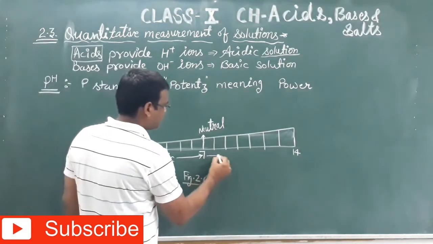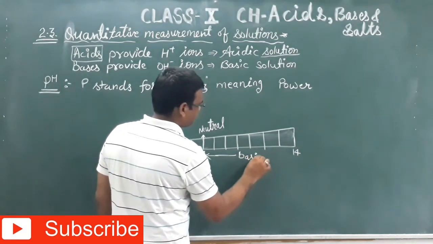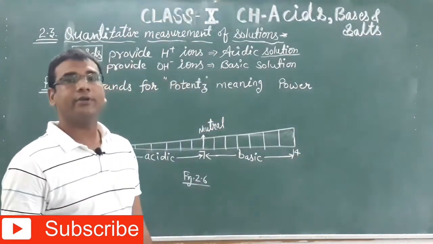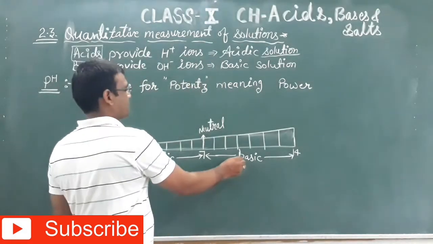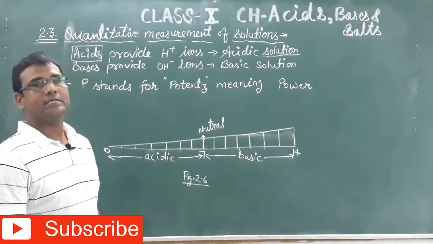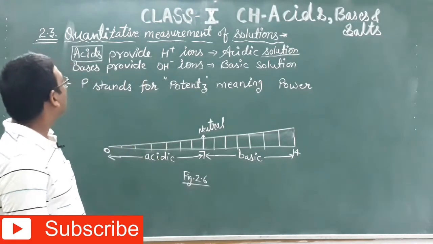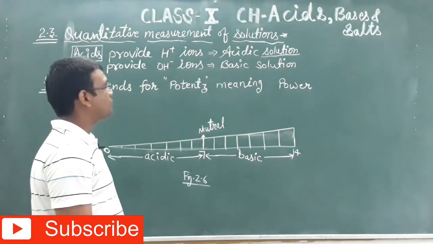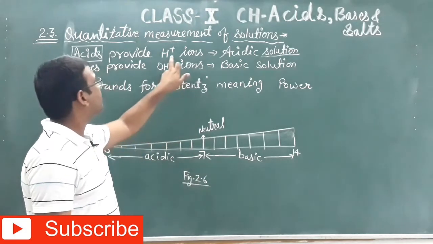And if the pH is more than 7, up to 14, then that is basic. Then that pH range is called basic. So this is the quantitative measurement of solutions.